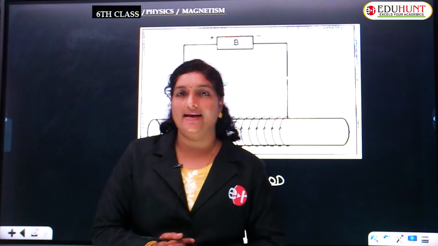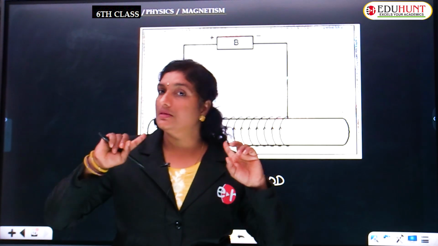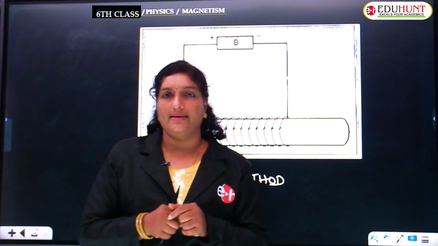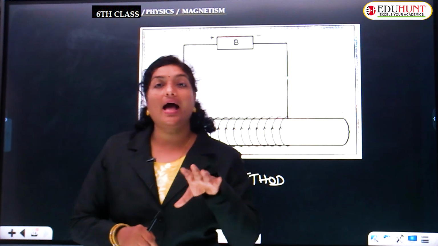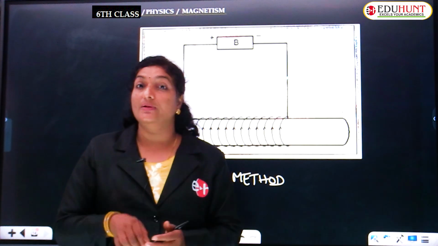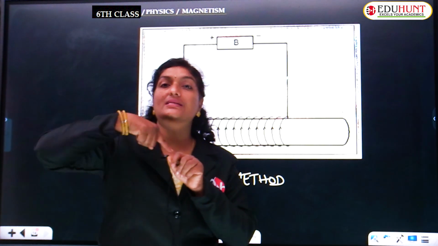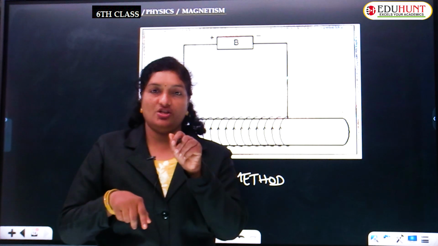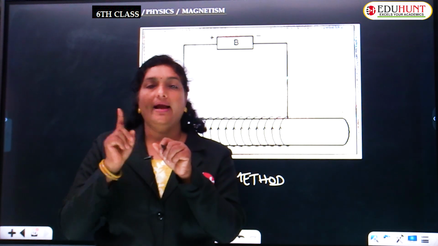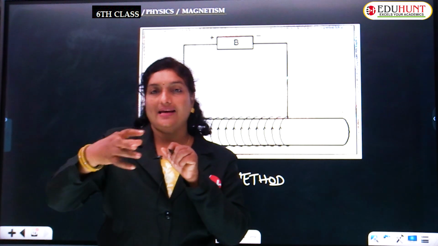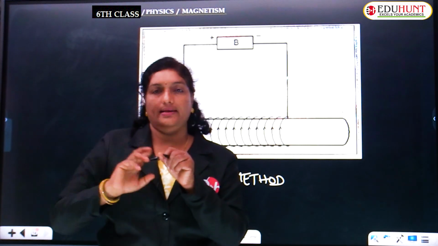The reason is that Earth is considered a huge magnet. So it itself has a north pole as well as a south pole. That is the reason why a freely suspended bar magnet always points towards the north and south direction whenever it is held freely, because of the attraction of the Earth's magnetic power.